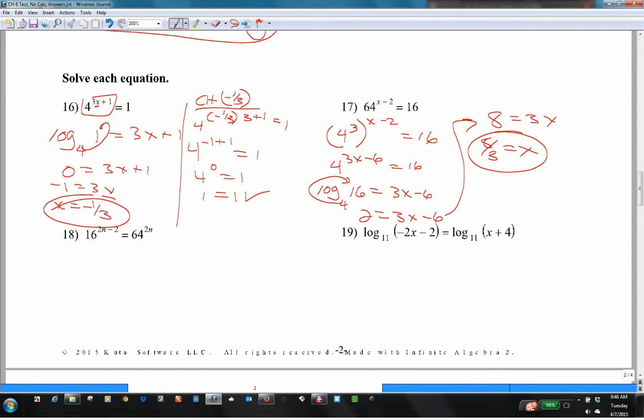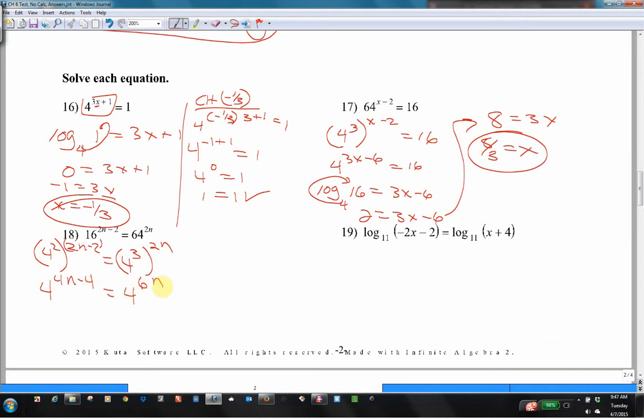Here I have an exponent equal to an exponent, so what I need to do is get these bases to be the same. I'm going to change the 16 to 4 squared, to the 2n minus 2. Here's 4 cubed to the 2n. Now I'm going to multiply the exponents together. So I've got 4, and the 2 multiplies by the whole exponent up there. That's going to be 4 to the 4n minus 4 is equal to 4 to the 6n.